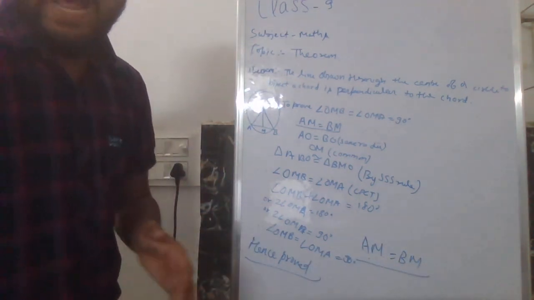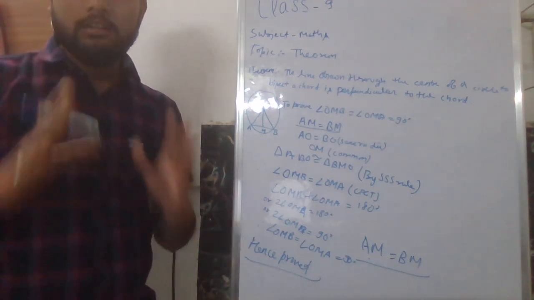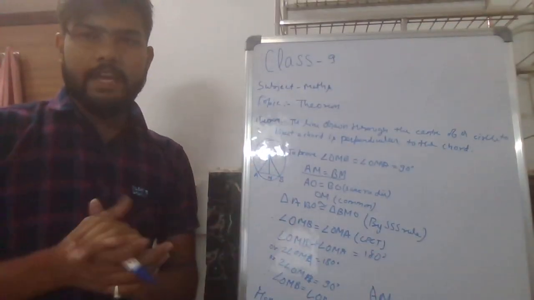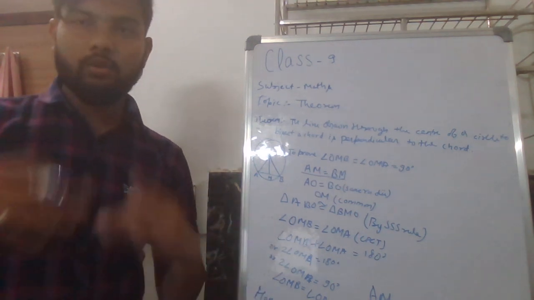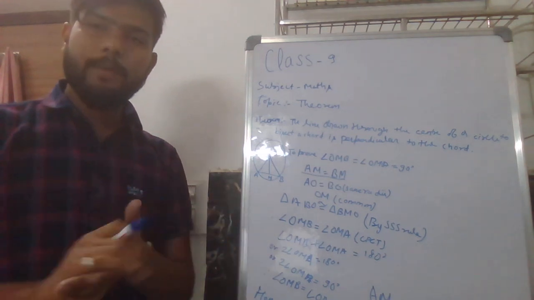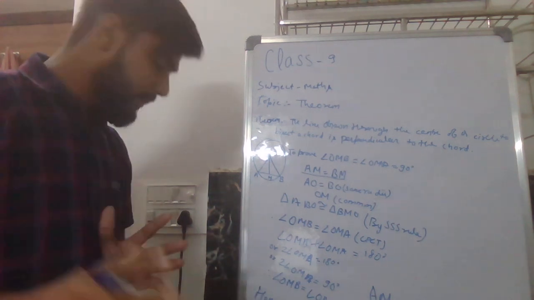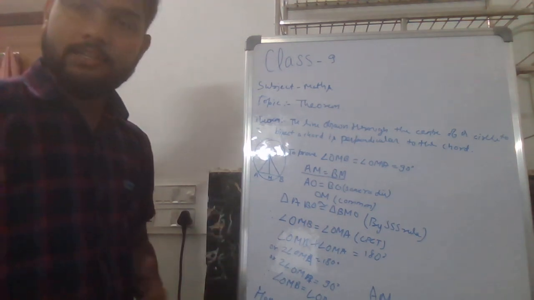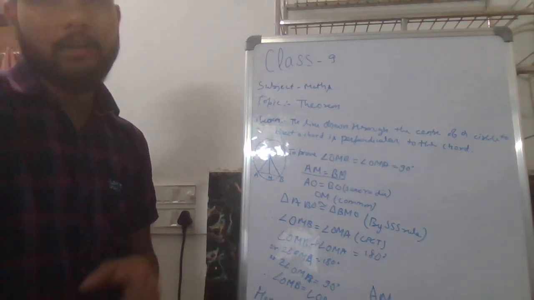Okay, so again I have one question for you. Now you have to tell me which statement is true. The first statement is that the perpendicular from the center of a circle to a chord bisects the chord. The second statement is that the line drawn through the center of a circle to bisect a chord is perpendicular to the chord. Which statement is true here? I think the second statement is true, because the line drawn through the center of a circle to bisect a chord is perpendicular to the chord.